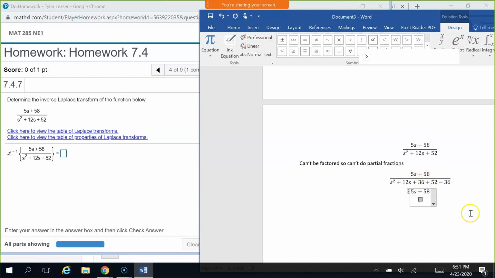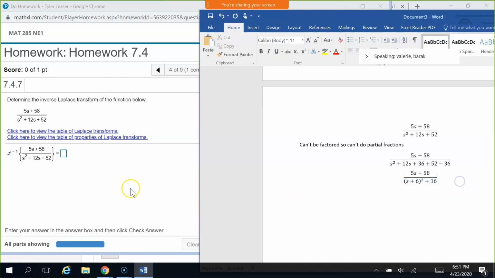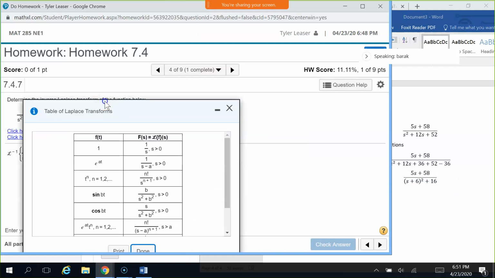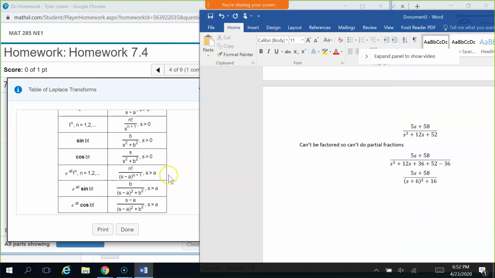Okay, that's easier. The reason we do this is because those first three terms will now factor into a perfect trinomial, S plus 6 squared. And then these last two things, 52 minus 36, I think that's 16. 52 minus 36. Yep, 16. Okay, now let's go to our table and see if this matches anything even close over here.